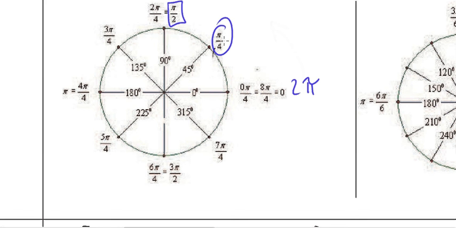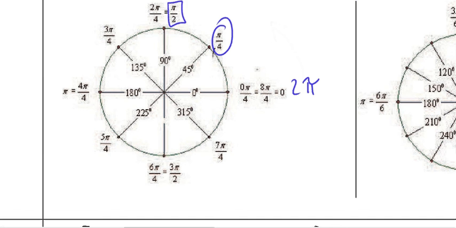So that's all that's going on here. And now that we know that 45 degrees is pi divided by 4, we can easily figure out the rest of these as well, just continuing to add pi divided by 4, pi divided by 4, pi divided by 4, all the way around. So that's what's going on there.